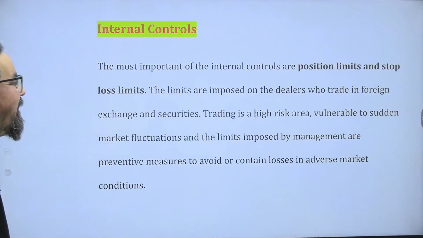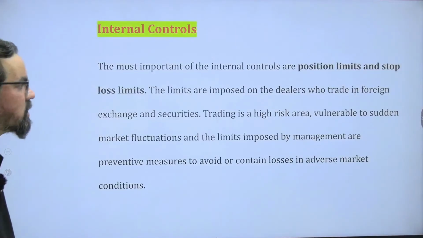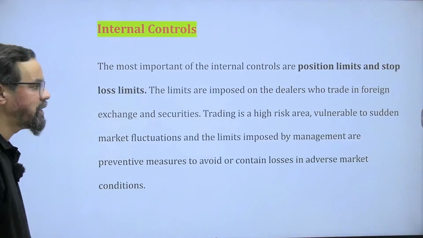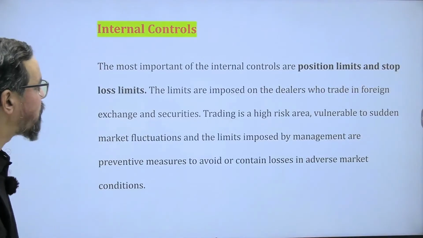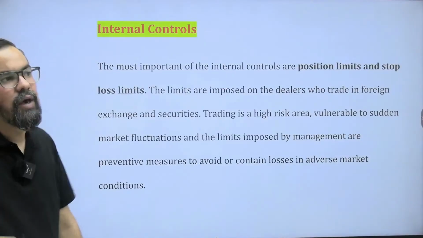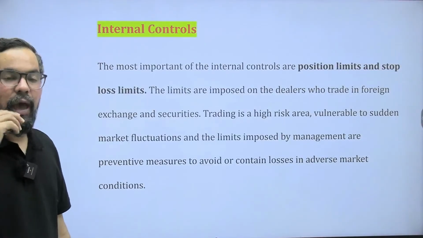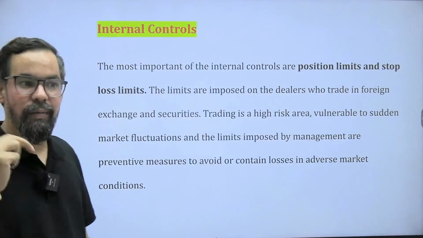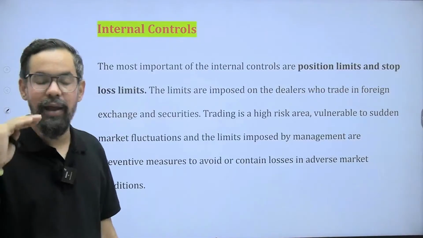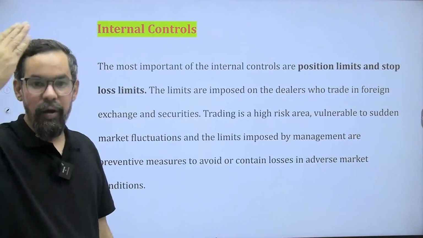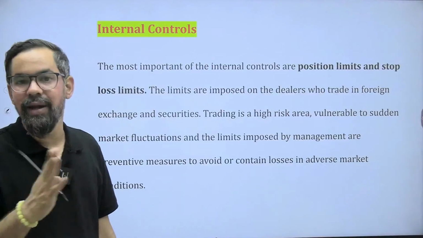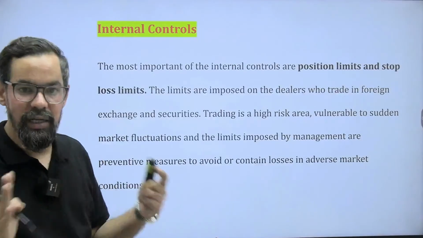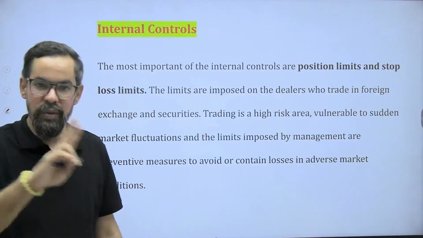The limits are imposed on dealers who trade in foreign exchange and securities, trading in areas vulnerable to sudden market fluctuation. Let's say we buy something at 100 rupees and our loss bearing capacity, which is also known as risk appetite, is 2 rupees. That means your stop loss will be 98 rupees if the adverse movement happens. So if it triggers 98, you will exit that trade, and that trade will automatically get settled after accounting a 2 rupee loss for your company.